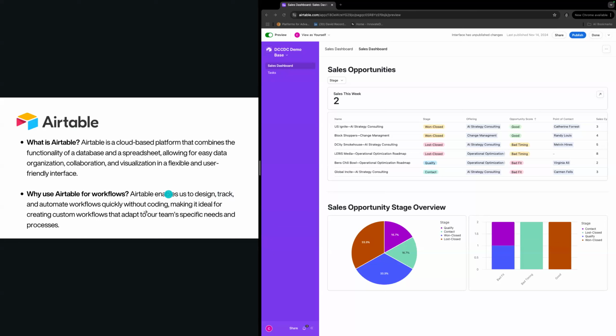So why am I recommending that you use Airtable for your workflows? One, it's free. It enables you to design, track, and automate your workflows quickly without coding. So no code, low code. And that automation piece is what we're going to talk about next week, and it's going to be really helpful. I use this in my business to deliver to customers, so I can directly speak from that standpoint.